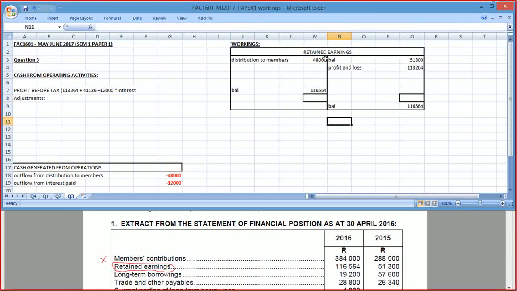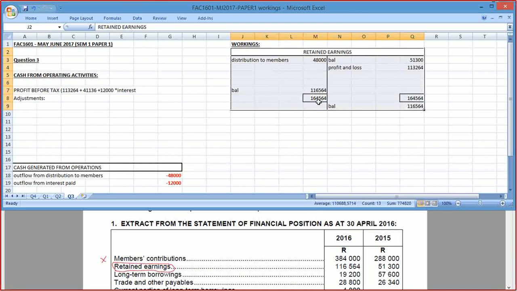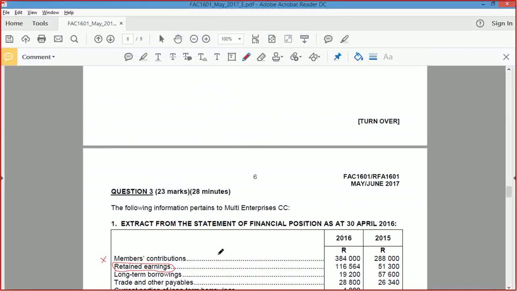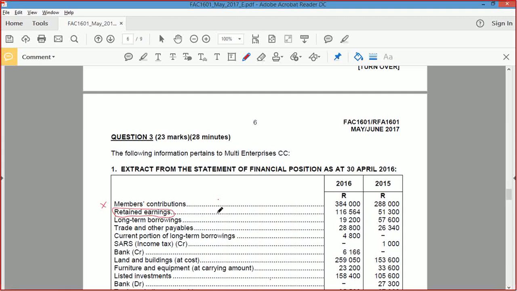Which side looks bigger? Let's add that. That's 164. Add that. That's 164. Brilliant. They both add up. Sum up that side. Sum up this side. Okay, adds up perfectly. So now you know there aren't any other cash items in retained earnings. So now we can move on. I don't need retained earnings.